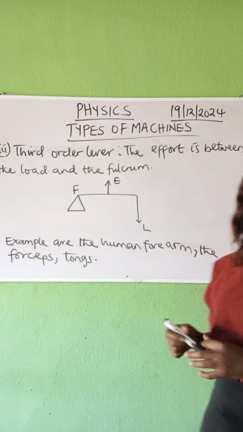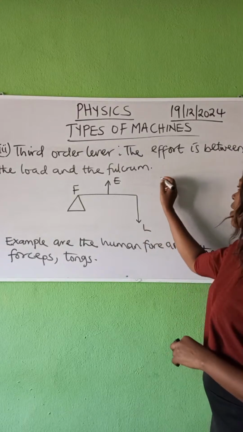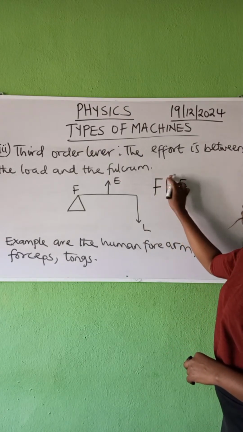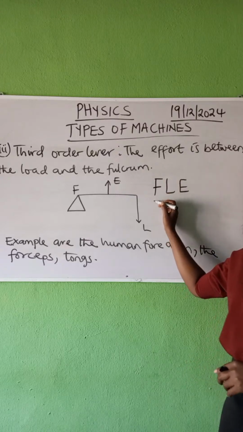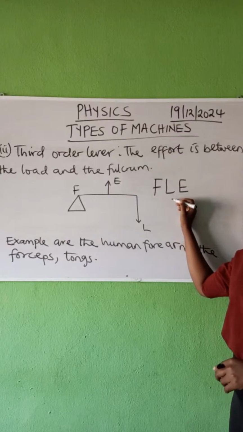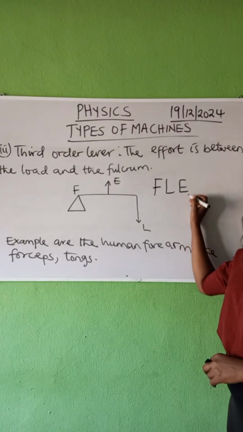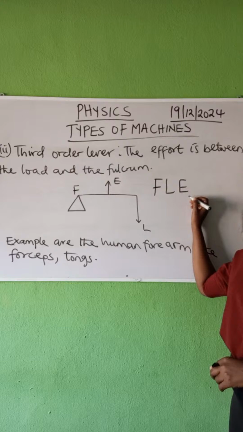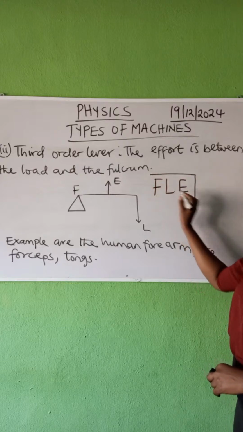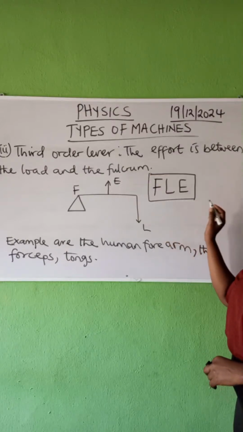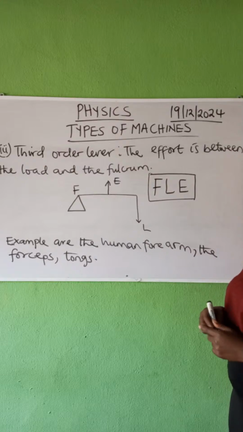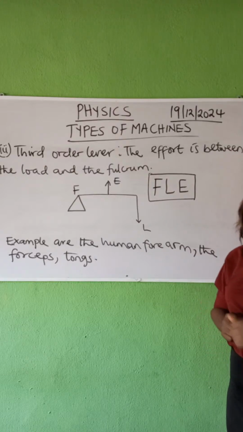Then in a nutshell, if you're asked to distinguish between the first, second, and the third order levers, how do you do that? You should know one thing: use this acronym FLE. In first order lever, the fulcrum is between the load and the effort. In the second order lever, the load is between the fulcrum and the effort. And in the third order lever, the effort is between the fulcrum and the load. So this is the acronym we are going to use to distinguish the three types of levers with their examples. Is that clear? All right, so we are going to move into the next type of machine.